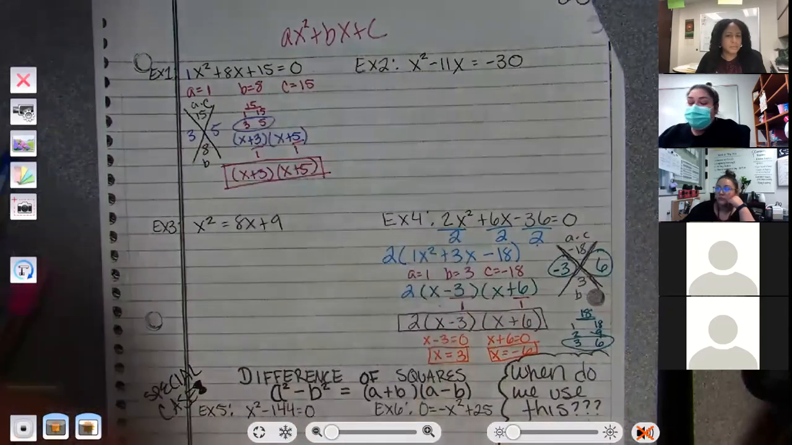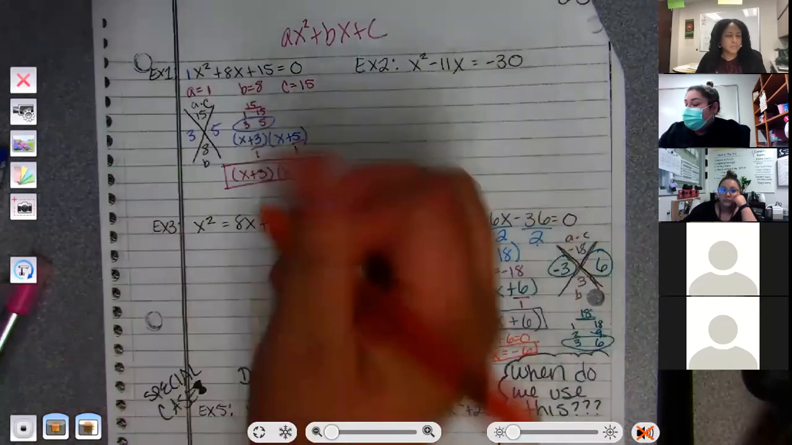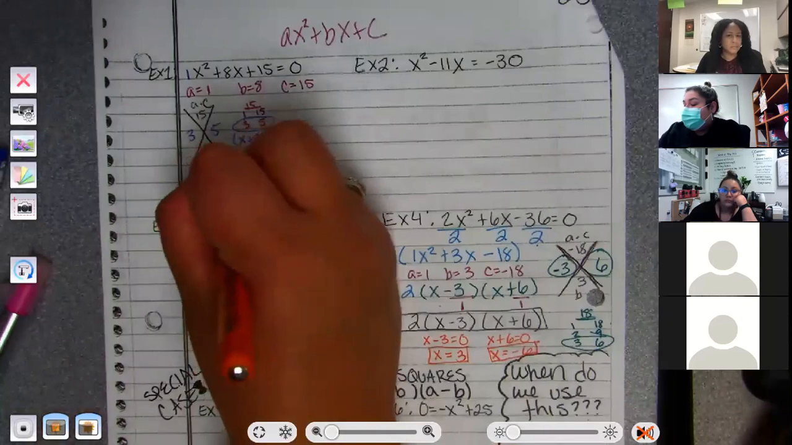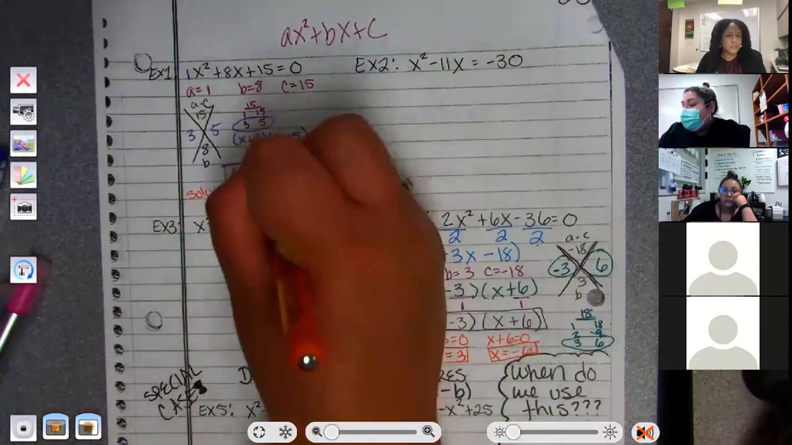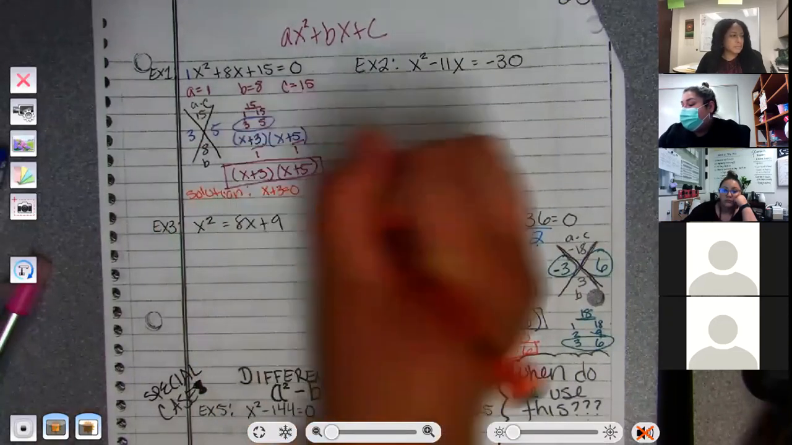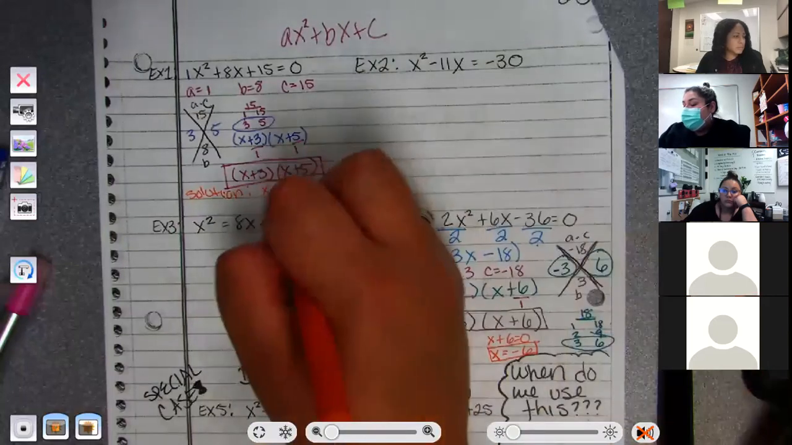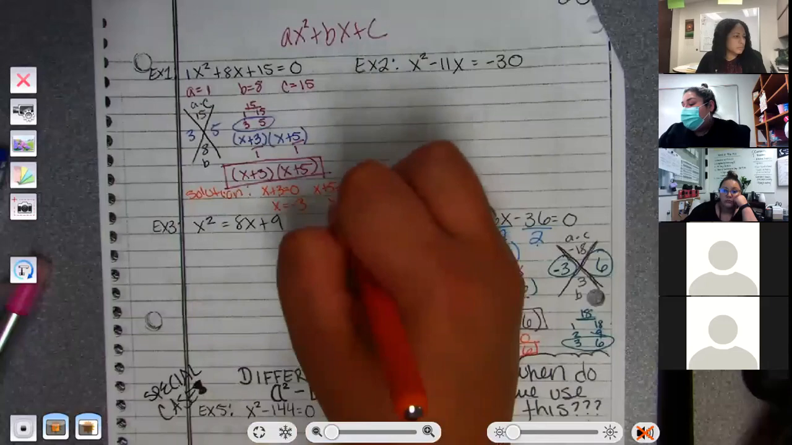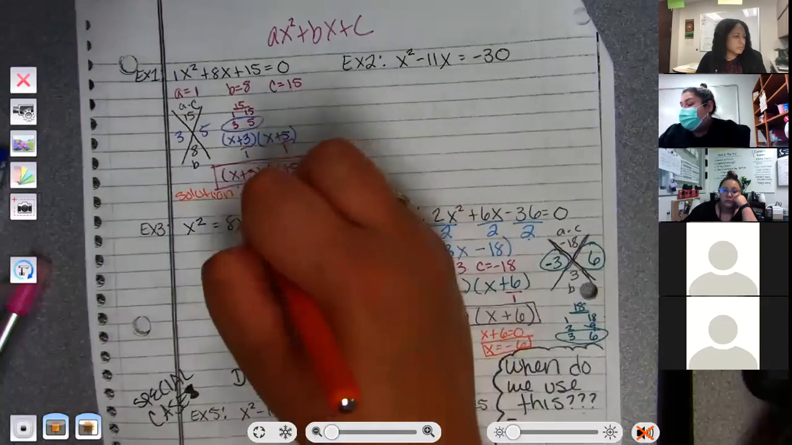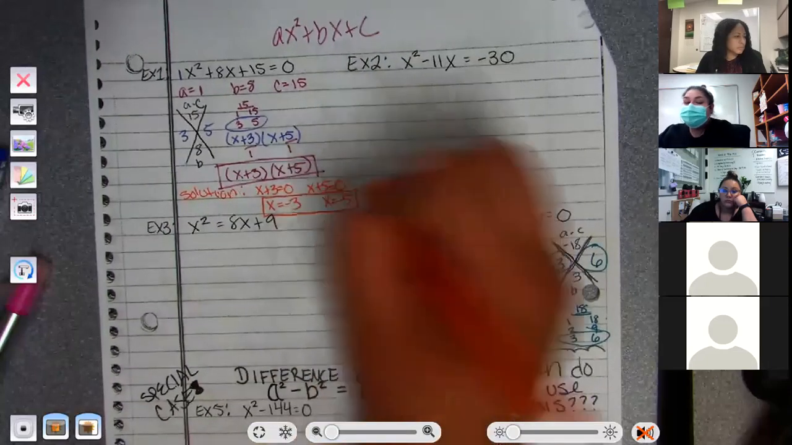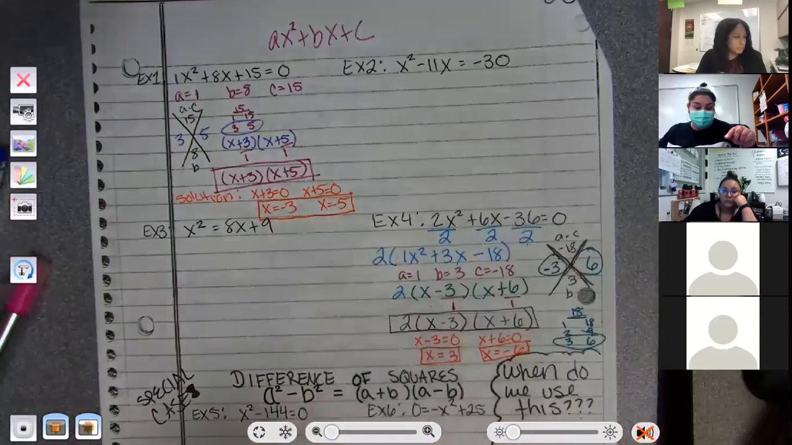Now remember, the purpose of this is to find the solutions by using zero product property. So we're gonna have x plus 3 is equal to 0, x plus 5 is equal to 0. So x equals -3 and x equals -5. These are your two x-intercepts, and we talked about the different forms that the answer could be written in.